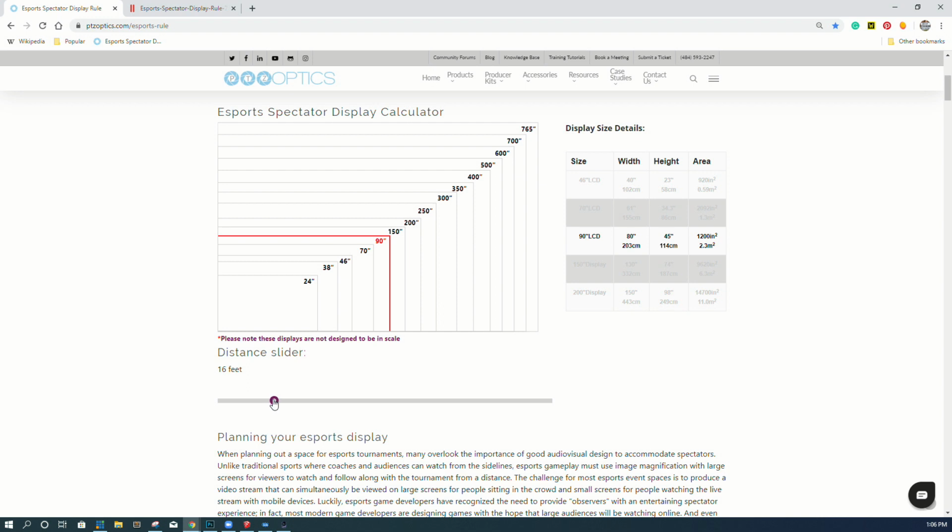13 feet, 14, 15, 16, 17, 18 feet, 20 feet. Now we're talking about the size of a classroom. Now we're talking about a 90-inch television. Now, if we're in a stadium or an auditorium and we're 50 feet away, now we're talking about a 400-inch television. Now, how does all of this work?